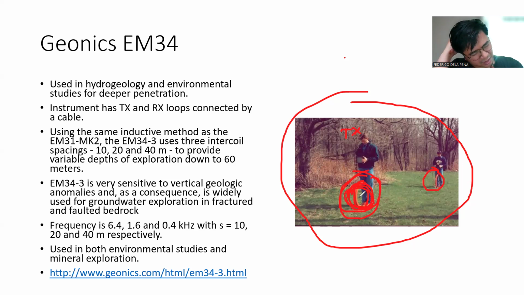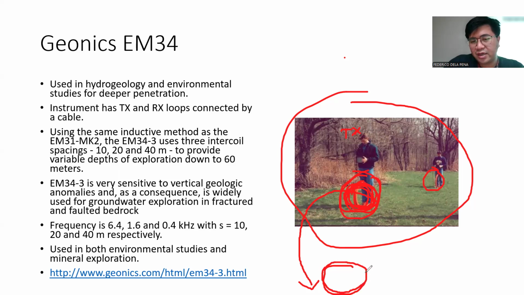is essentially able to generate a magnetic field. This magnetic field will penetrate the subsurface, and it will induce a current in your subsurface. That induced current in turn will also create another secondary magnetic field which will be detected by the receiver.